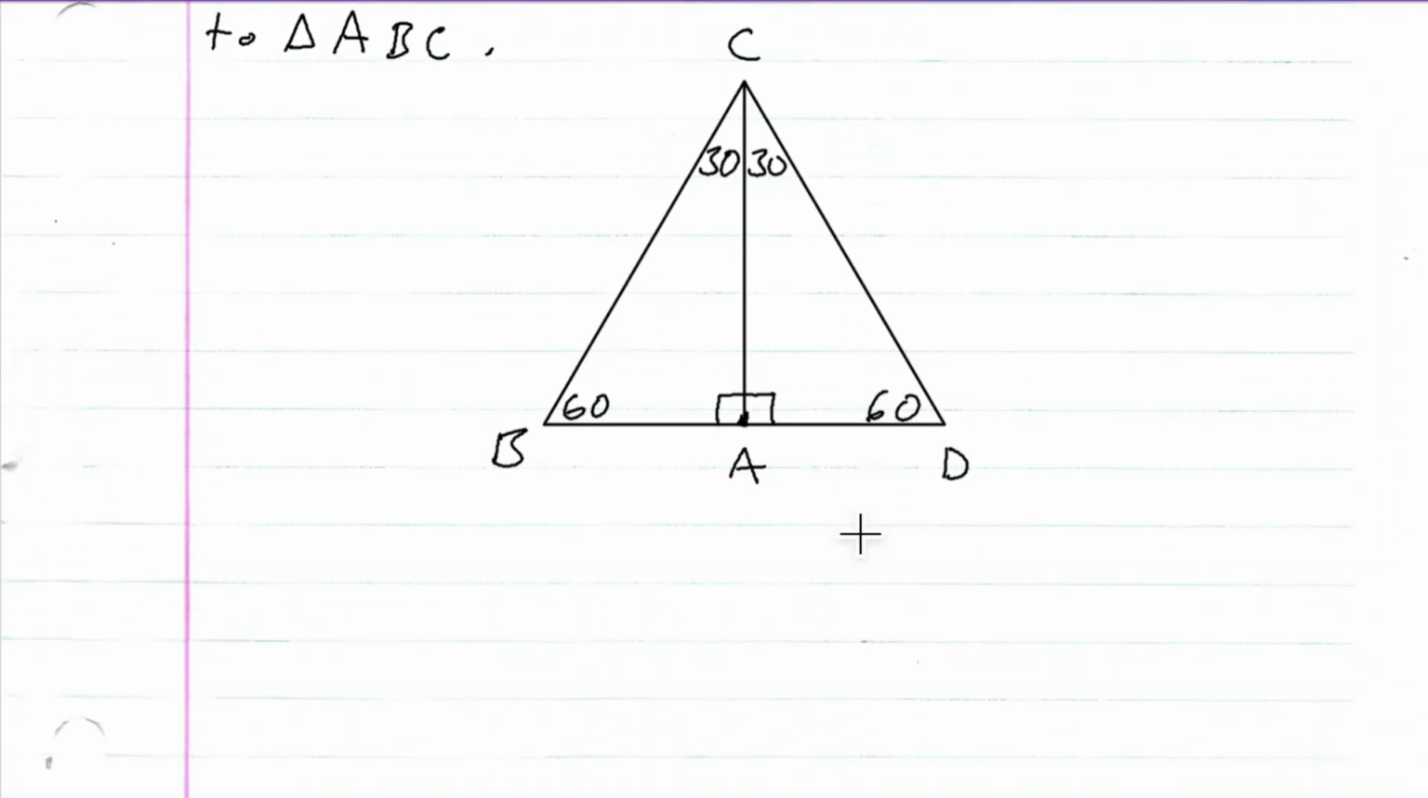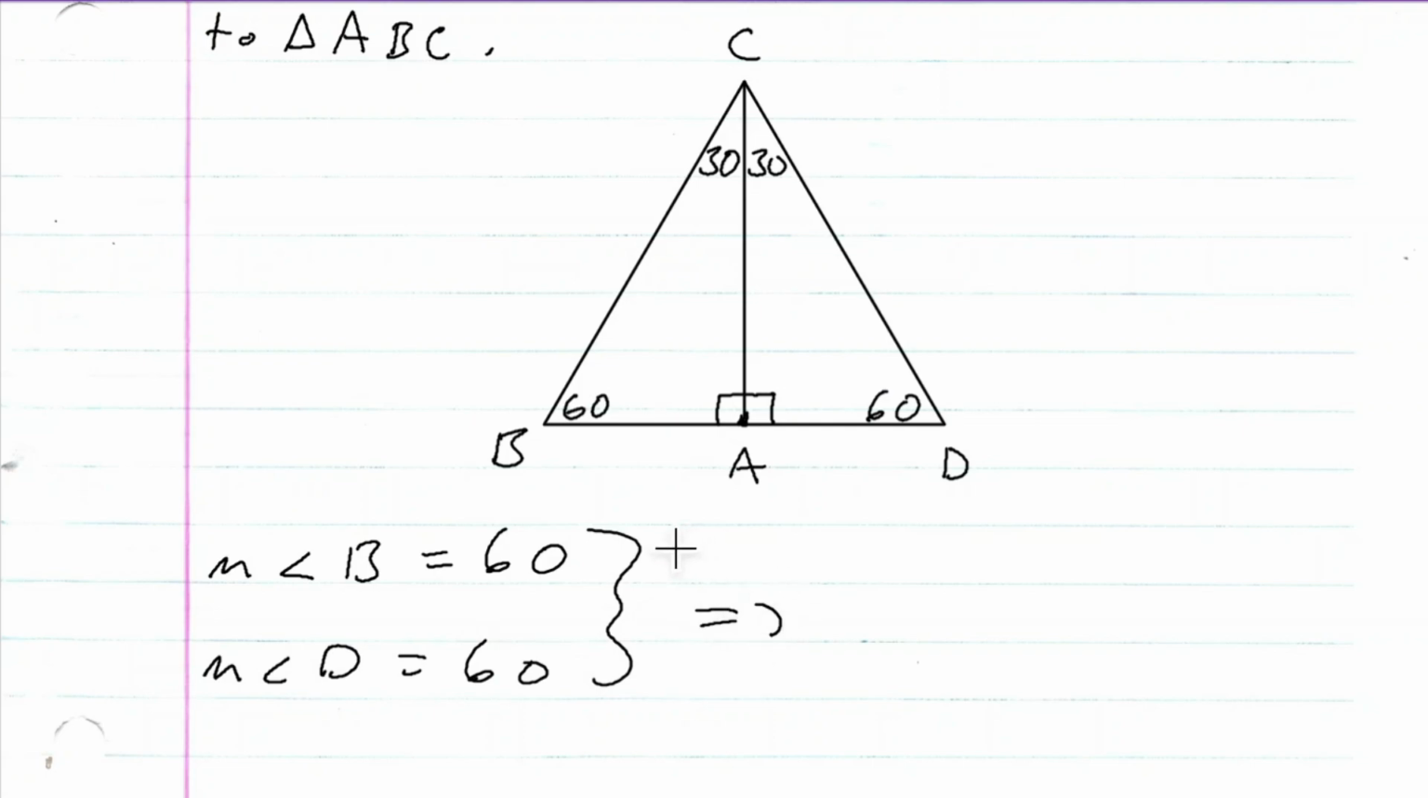Okay, so notice I have an equiangular triangle, but I also know this is isosceles, right? So I know that the measure of angle B is equal to 60. I know the measure of angle D is equal to 60, right? So, of course, using the isosceles triangle theorem, I know that this guy is congruent to this guy, right? I know that BC is congruent to DC, right? I know that these two guys are congruent.